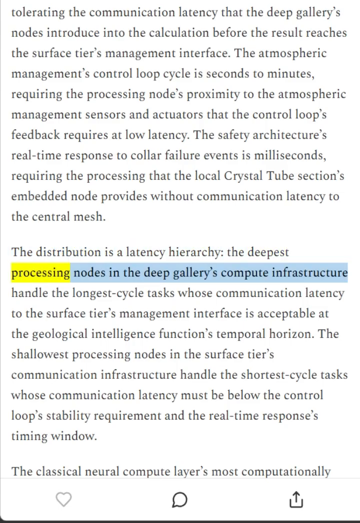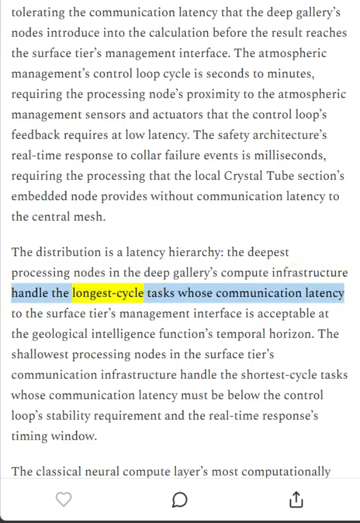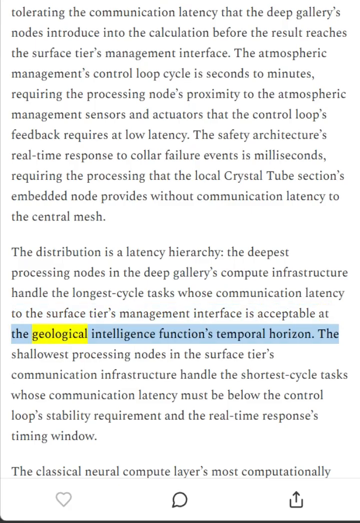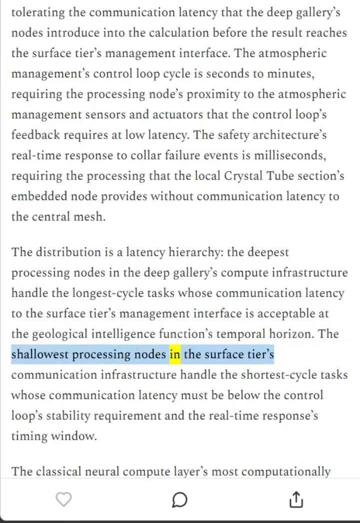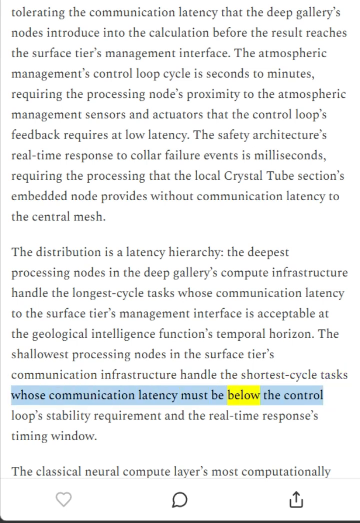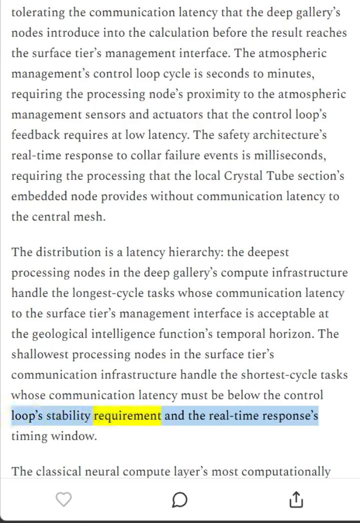The deepest processing nodes in the deep gallery's compute infrastructure handle the longest cycle tasks whose communication latency to the surface tier's management interface is acceptable at the geological intelligence function's temporal horizon. The shallowest processing nodes in the surface tier's communication infrastructure handle the shortest cycle tasks whose communication latency must be below the control loop's stability requirement and the real-time response's timing window.